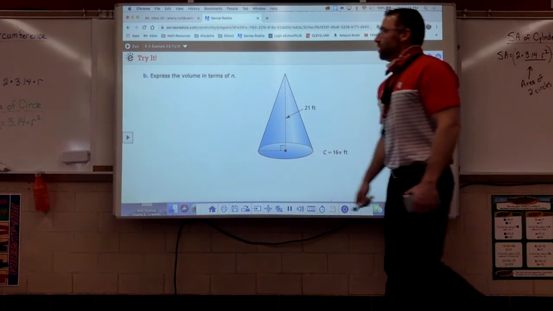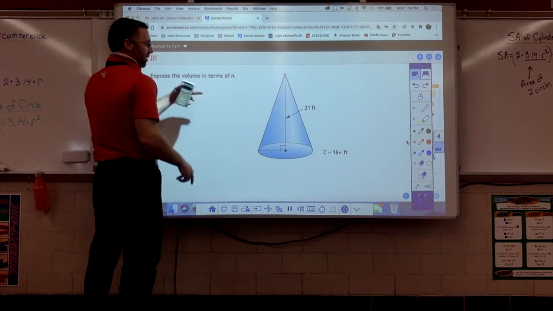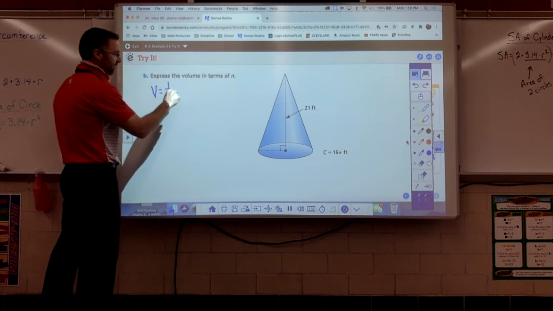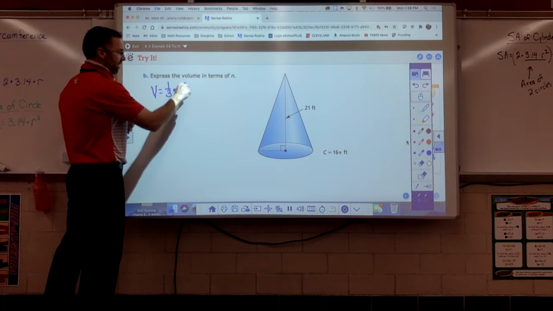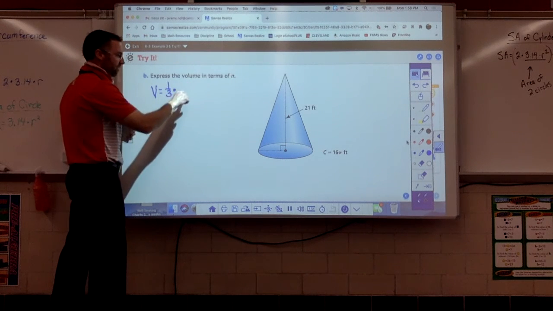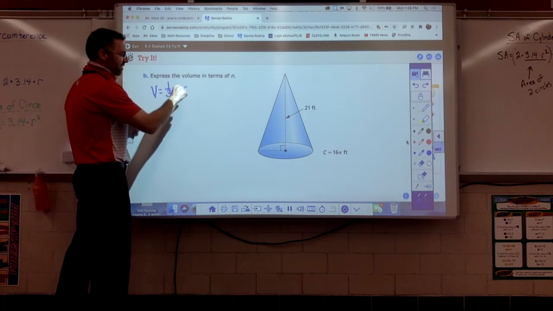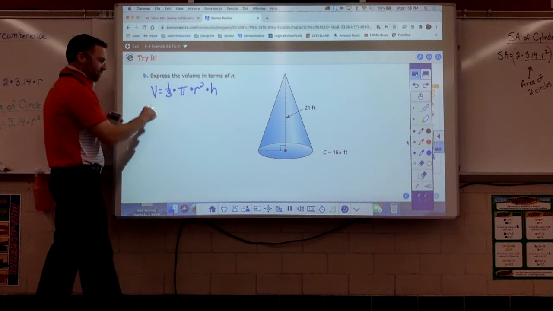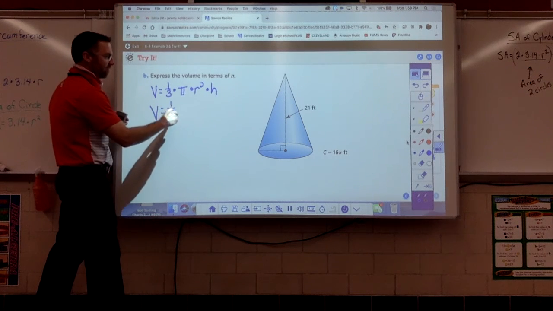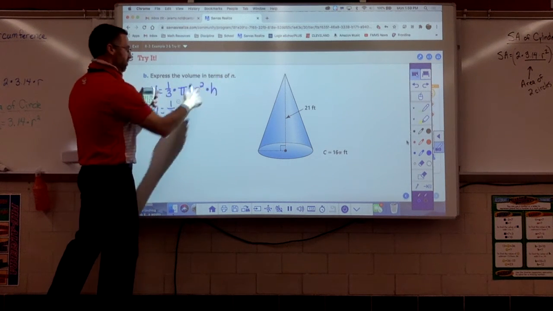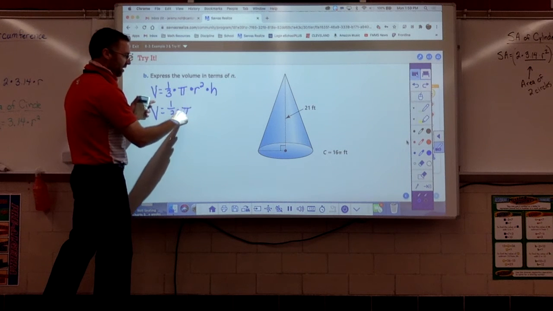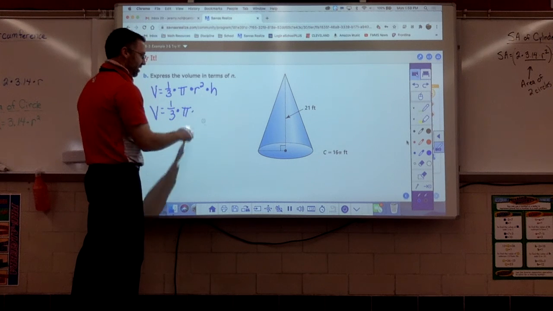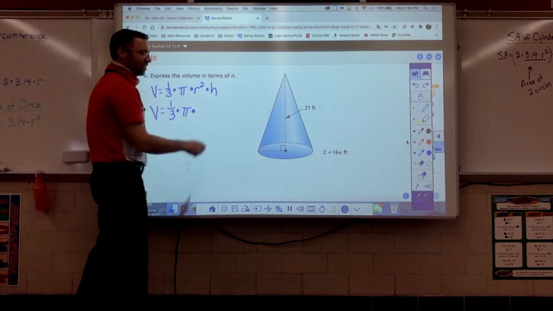You're right about that. Okay, express the volume in terms of pi. Okay, well, let's start with writing the formula down. I know you guys love doing this. 1/3 times pi times the radius squared times the height. Well, let's substitute what we know. I know 1/3 expressed in terms of pi, so I'm just going to leave in pi. I need the radius. Do we have the radius? Oh, stinkers. They don't give us the radius.